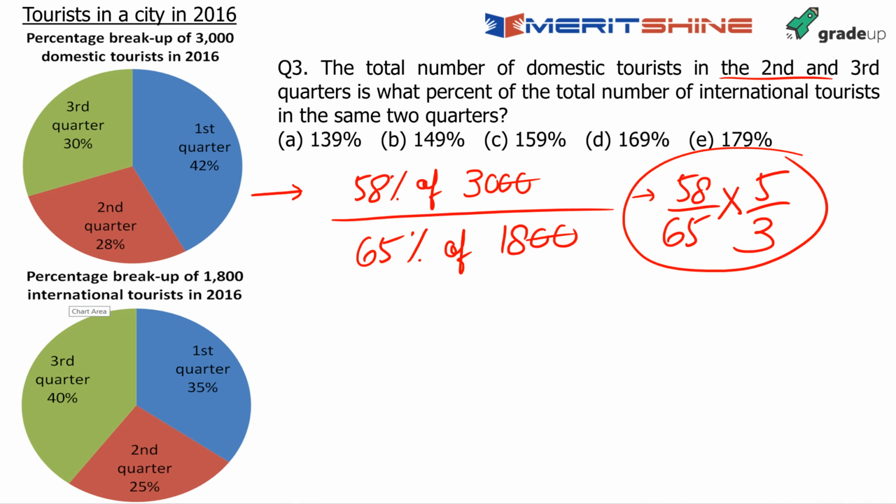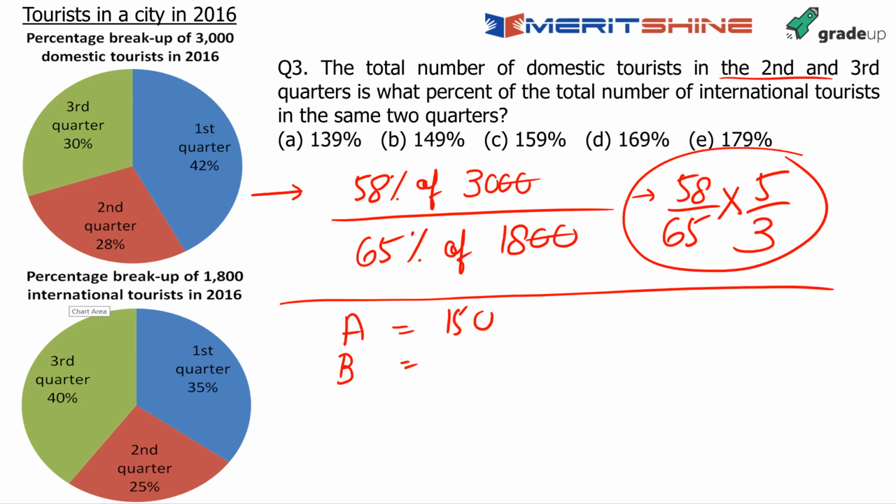Another thing that I wanted to tell you, just listen to it very carefully. Let's say, this has nothing to do with this question. I'm trying to explain something to you. Let's say there are two quantities A and B. A is 150 and let's say B is 90. Fine. Please listen to it very carefully. This is again a time saving tool.